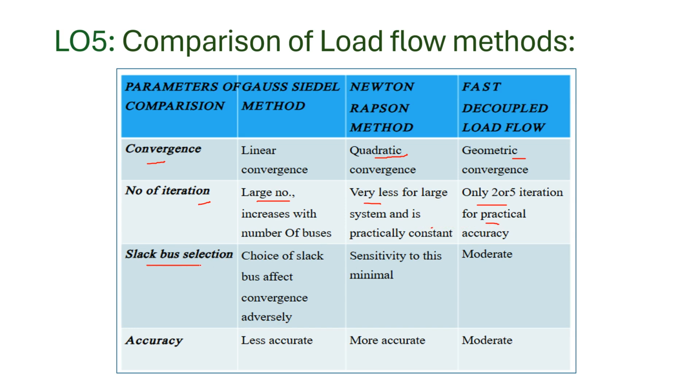Then the choice of slack bus: in the GS method, the choice of slack bus affects convergence adversely. Normally in the calculation, the first bus is taken as the slack bus. In the Newton-Raphson method, the sensitivity to this is minimum. Whether we select slack bus number 1, 2, or 3, it is immaterial. It will not affect the computation, whereas the fast decoupled method is moderately affected. The accuracy of the GS method is less, the NR method is more, and it is moderate for the fast decoupled method.